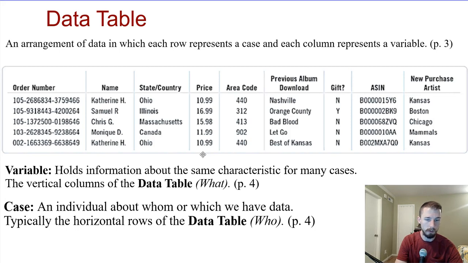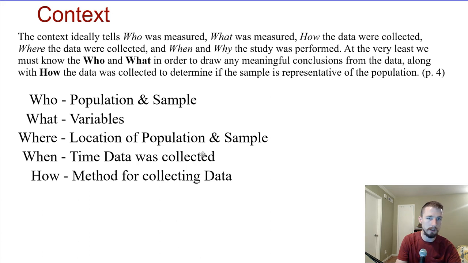Typically, the horizontal rows of a data table tell us the who. The context ideally tells who was measured, what was measured, how the data was collected, where the data was collected, when, and why. So it's your 5 W's and your H, right? And the study, why the study was performed. At the very least, we must know the who and the what in order to draw meaningful conclusions. So that would be your column and your row.